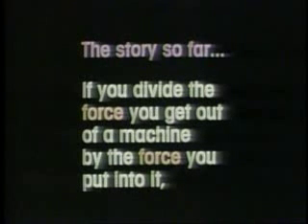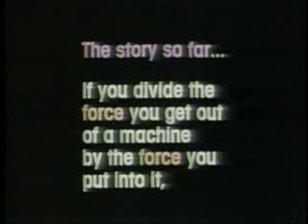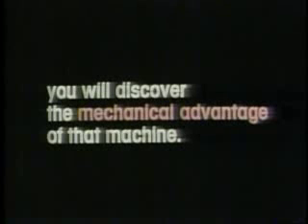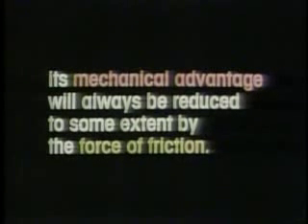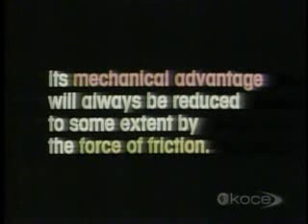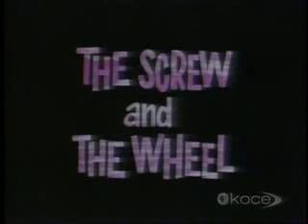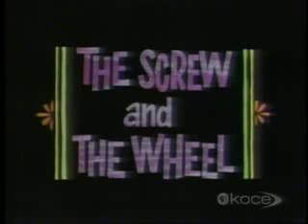The story so far. If you divide the force you get out of a machine by the force you put into it, you will discover the mechanical advantage of that machine. But since every machine involves contact between moving surfaces, its mechanical advantage will always be reduced to some extent by the force of friction. There's a lot of friction involved with the inclined plane, but hardly any with the lever. And now, the screw and the wheel.